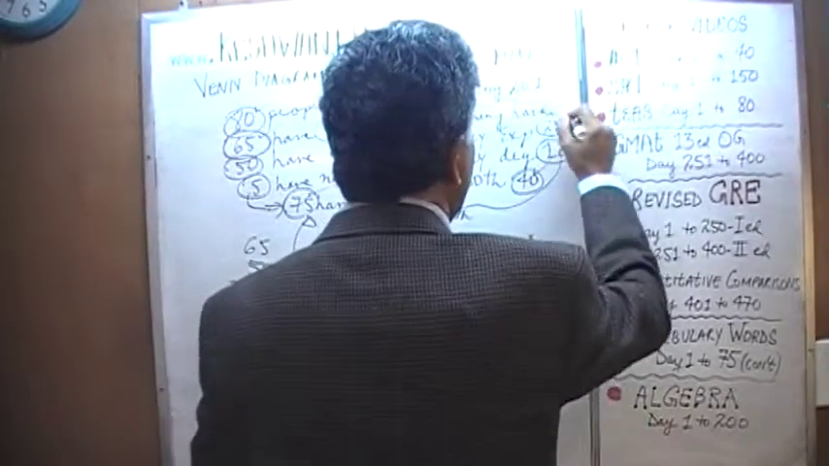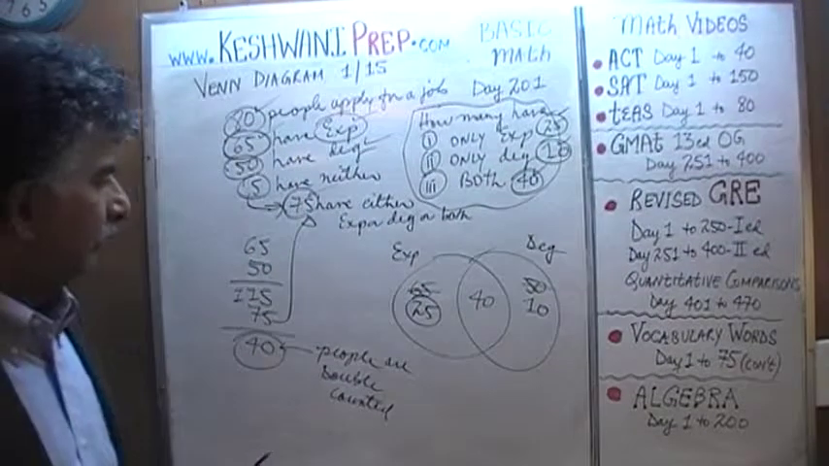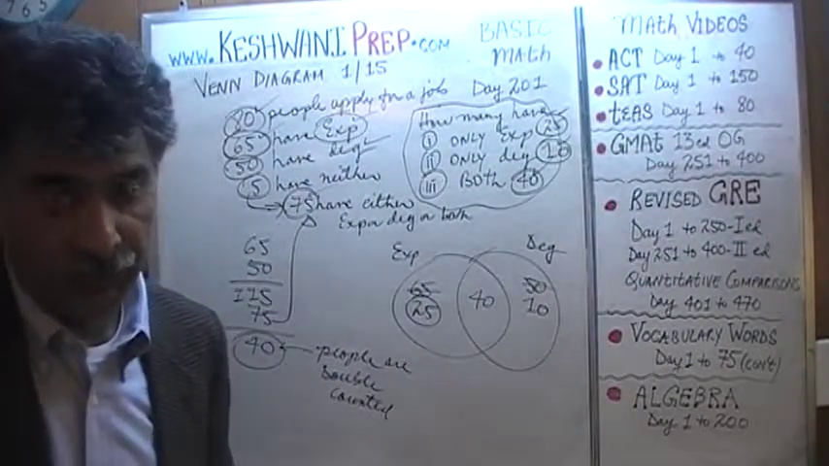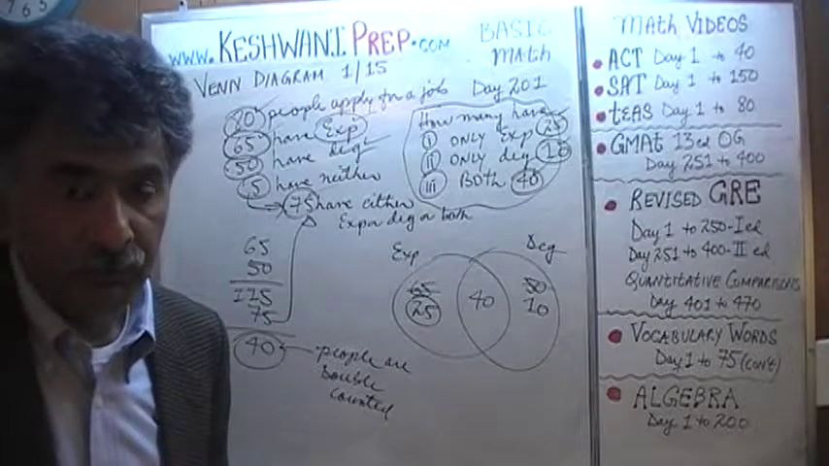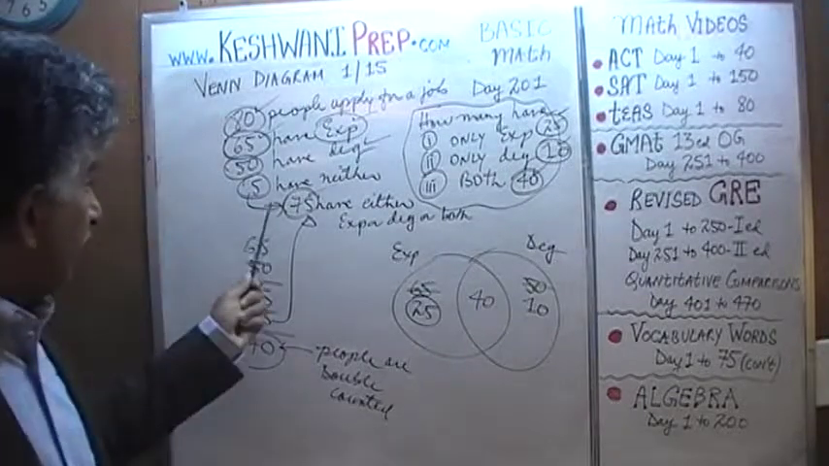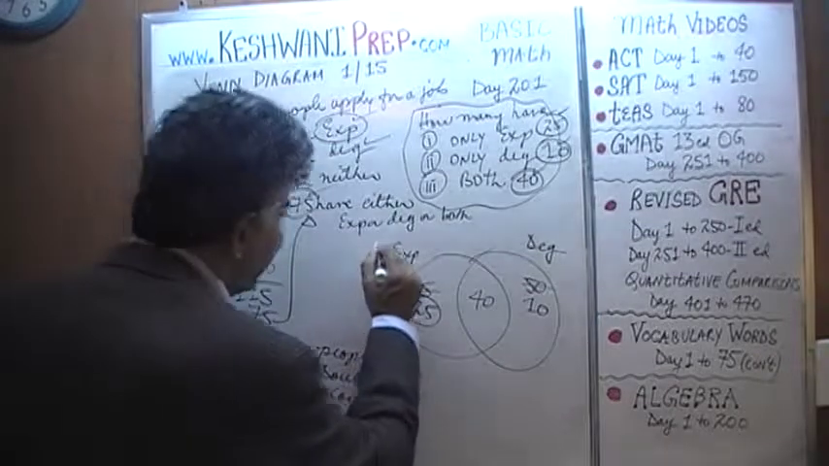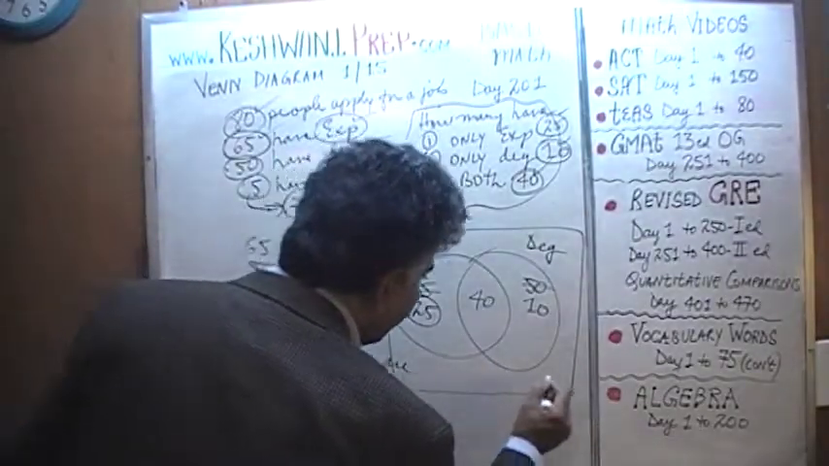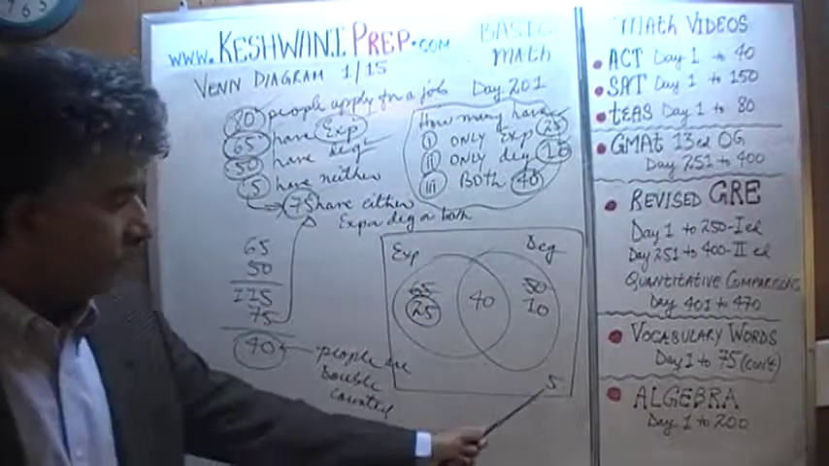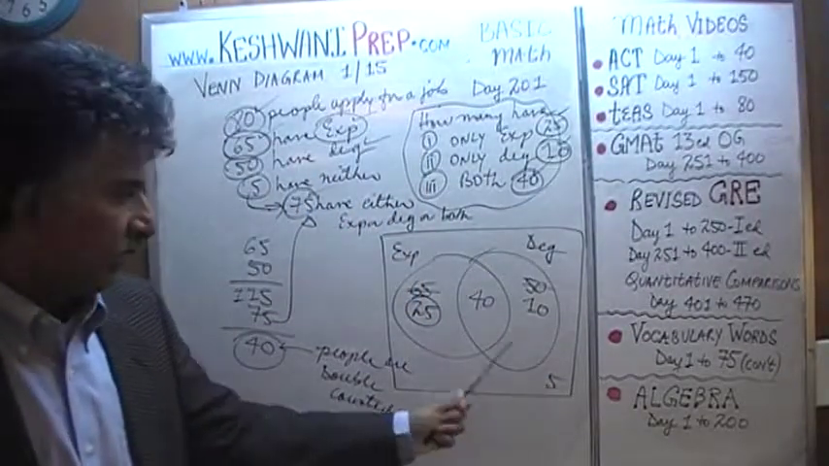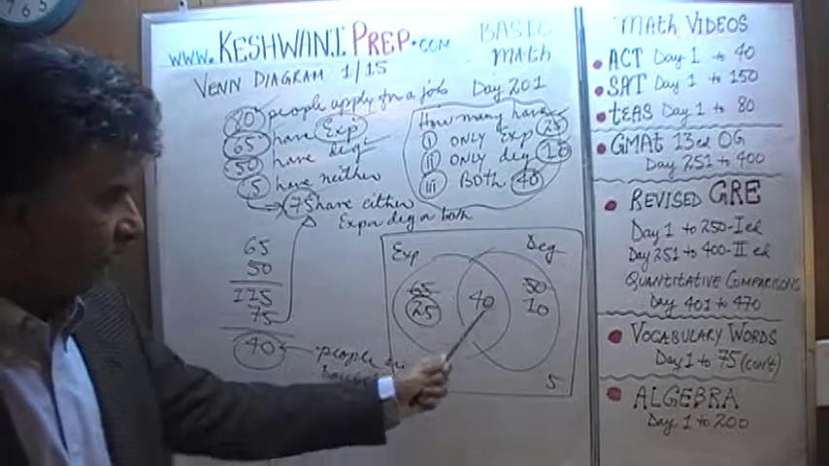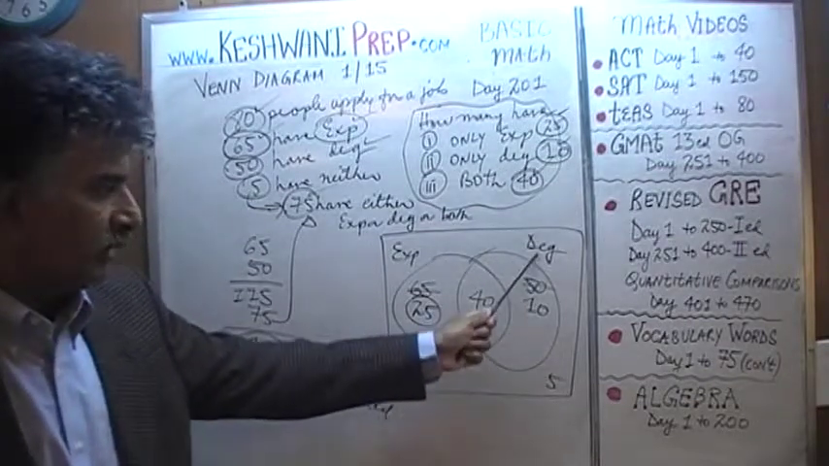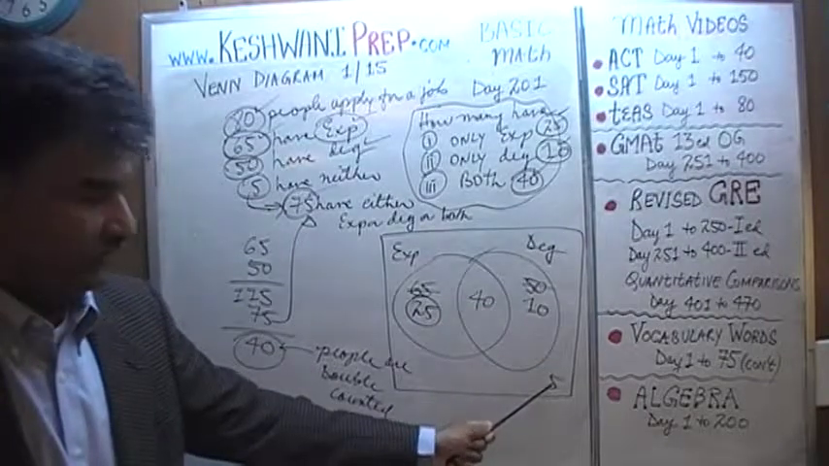Now, these three figures, when we add up, they should add up to what number? They should add up to 75, because 5 of them have neither. So to complete our Venn diagram, we put a universal set outside. These will be the people who have neither the college degree nor job experience. They don't fall in this set because they have no experience. Therefore, they don't fall in this set because they don't have any degree. They have neither degree nor job experience, 5 of them.